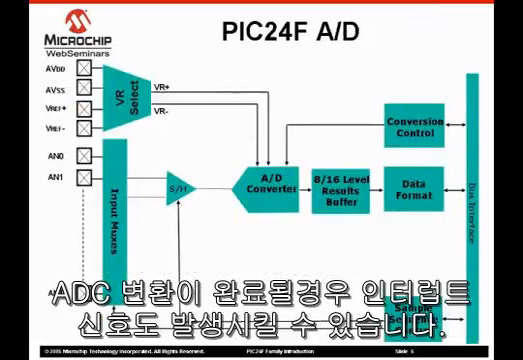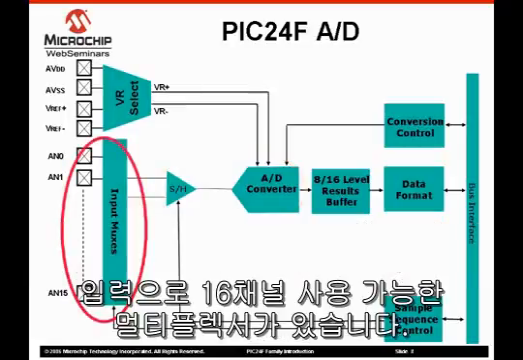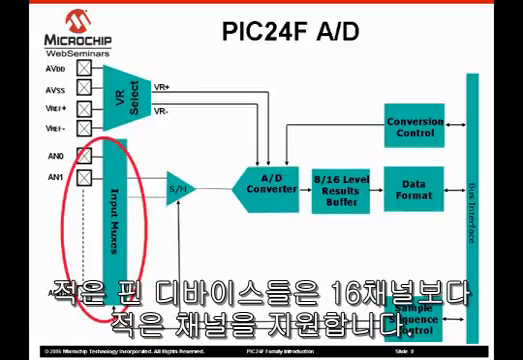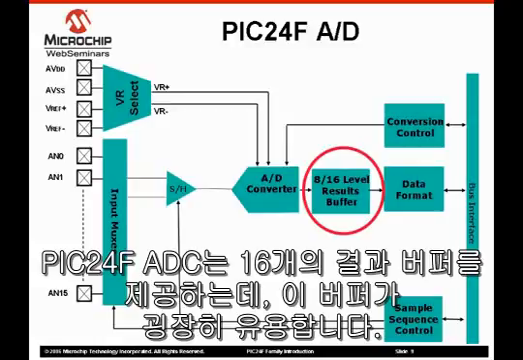As mentioned earlier, the A to D peripheral on the PIC24F is a single sample and hold 10-bit ADC with a 500K sample per second conversion rate. Up to 16 analog input pins can be multiplexed into the sample and hold circuit. On lower pin count devices, not all 16 of the inputs will be implemented.